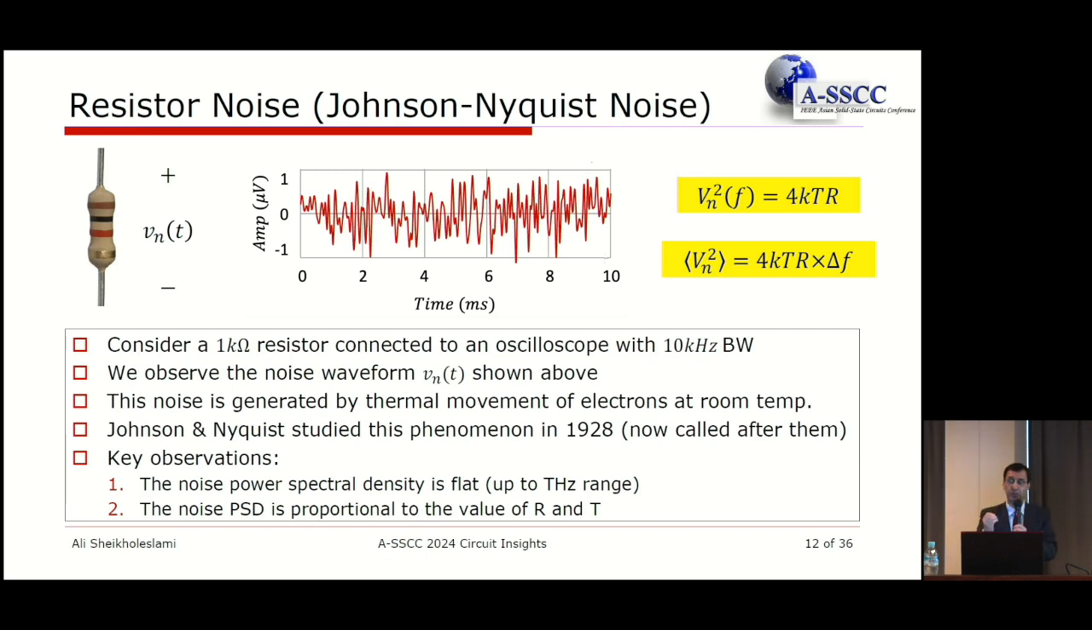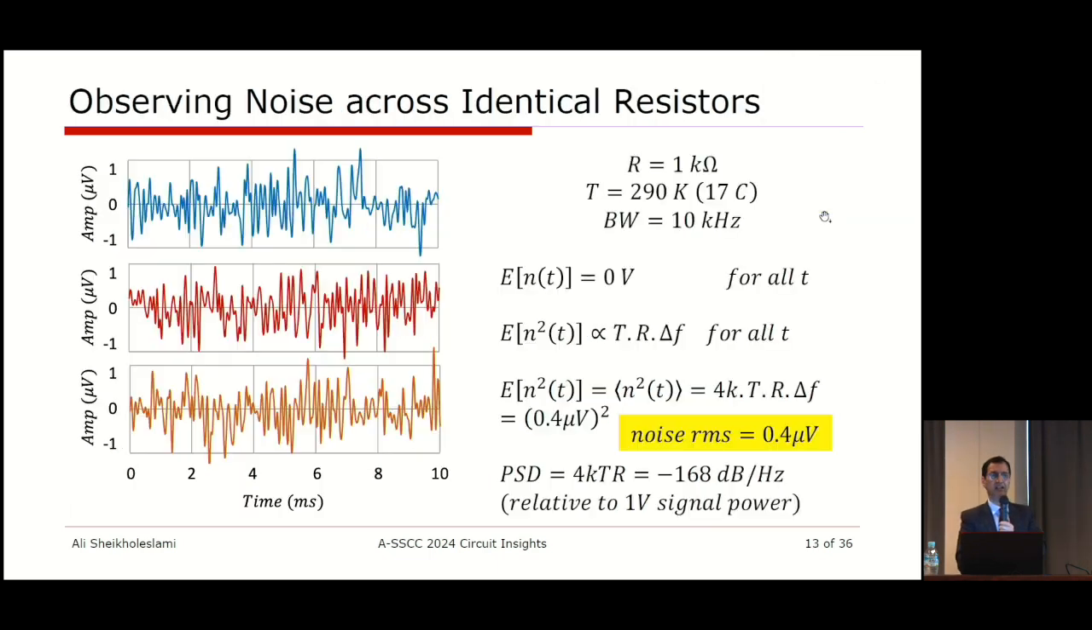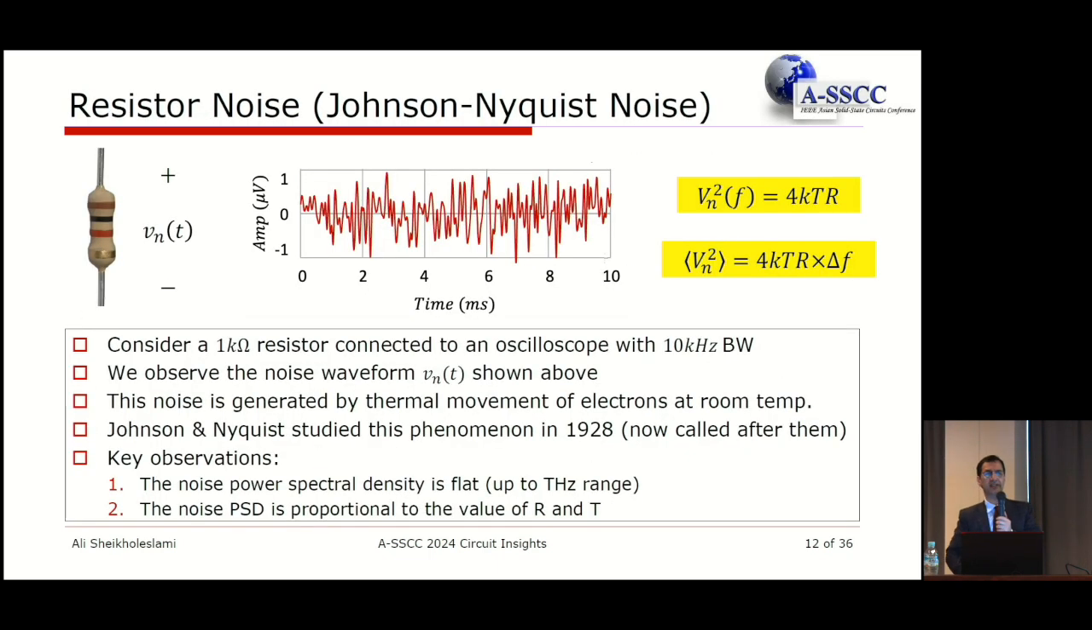The second very important observation was that the noise power spectral density is proportional to the value of R. If you double the R, you double that voltage that you observe, right? And the other one is the absolute temperature. So if you increase the temperature, the power spectral density moves up proportionally with that temperature. Now, if you put it together, this is what we'll get, and I've shown it here on the top right. So the power spectral density of noise is equal to 4kTR. That factor of proportionality is 4k, where k is the Boltzmann constant, and then you multiply that by T and R because we said they're proportional.